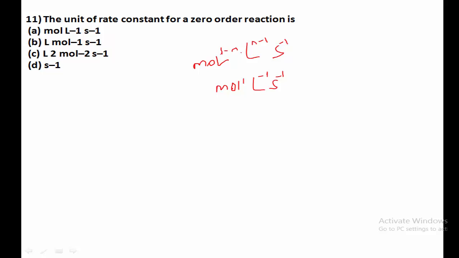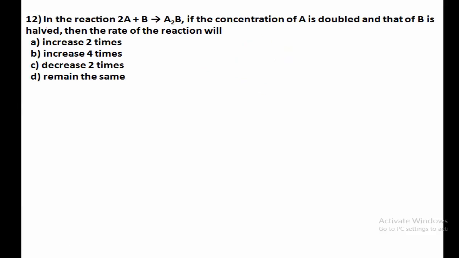I have simply substituted 0 in place of n. So 1 minus 0, 1. 0 minus 1, minus 1 per second. So mole per liter per second. Which option is right? Option A is the correct one. And 12th one. In the reaction 2A plus B gives A2B, if the concentration of A is doubled and that of B is halved, then the rate of reaction will be.